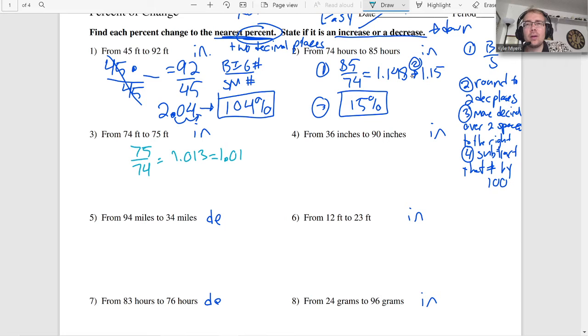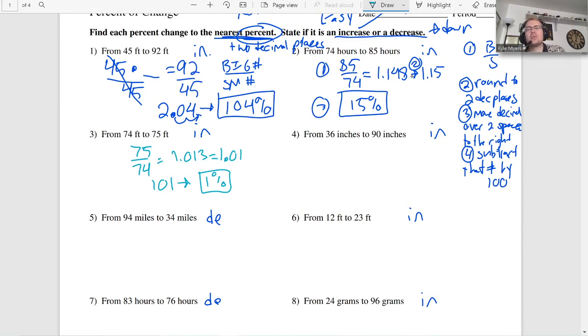Or, if you want to think about it like this, the number stays the same. Okay. So 1.01, that was step 2. Step 3, we moved the decimal place over 2 spaces. So it would be 101. Then we subtract that number by 100, which is just 1.